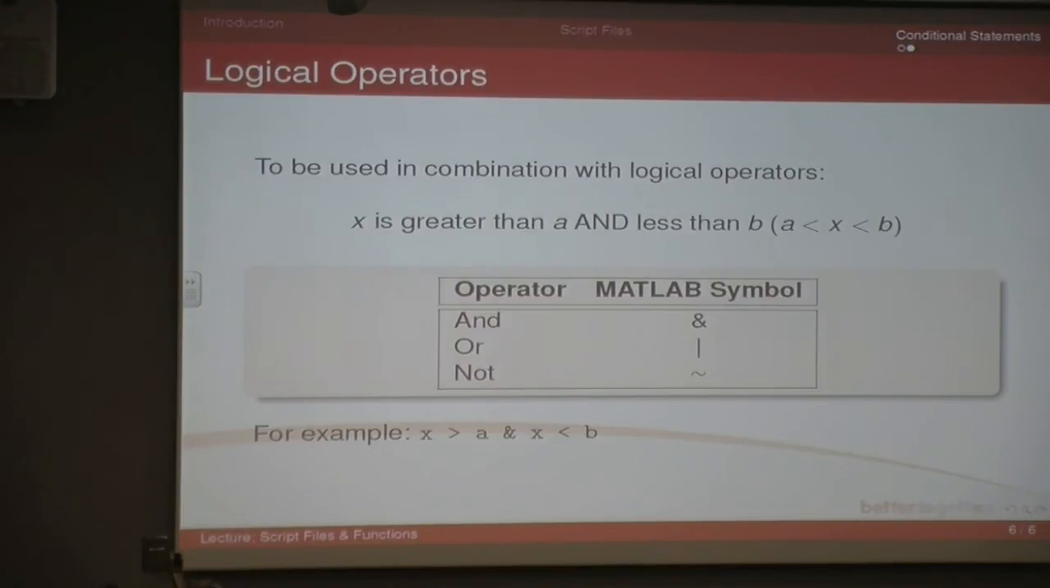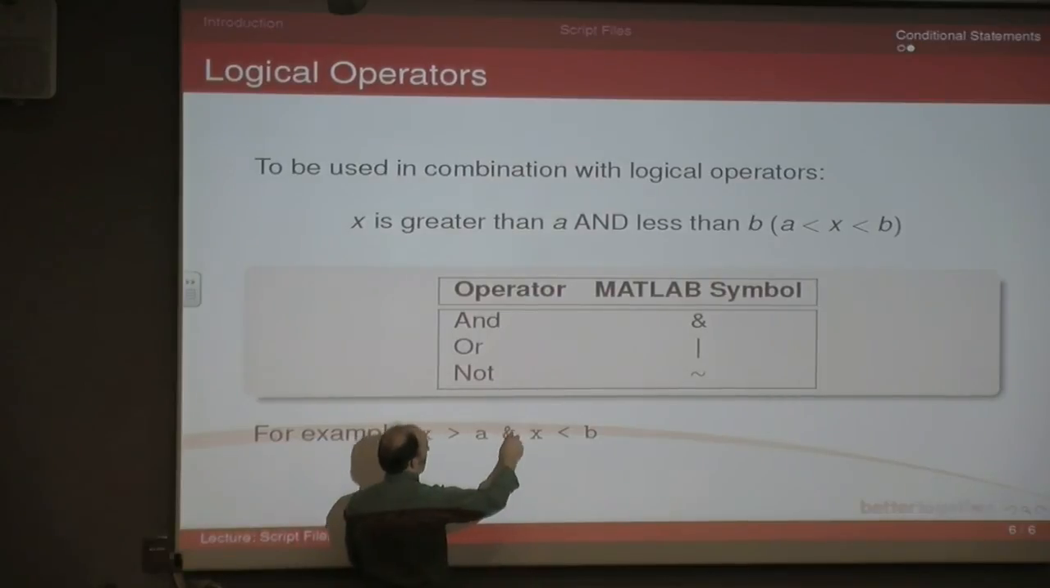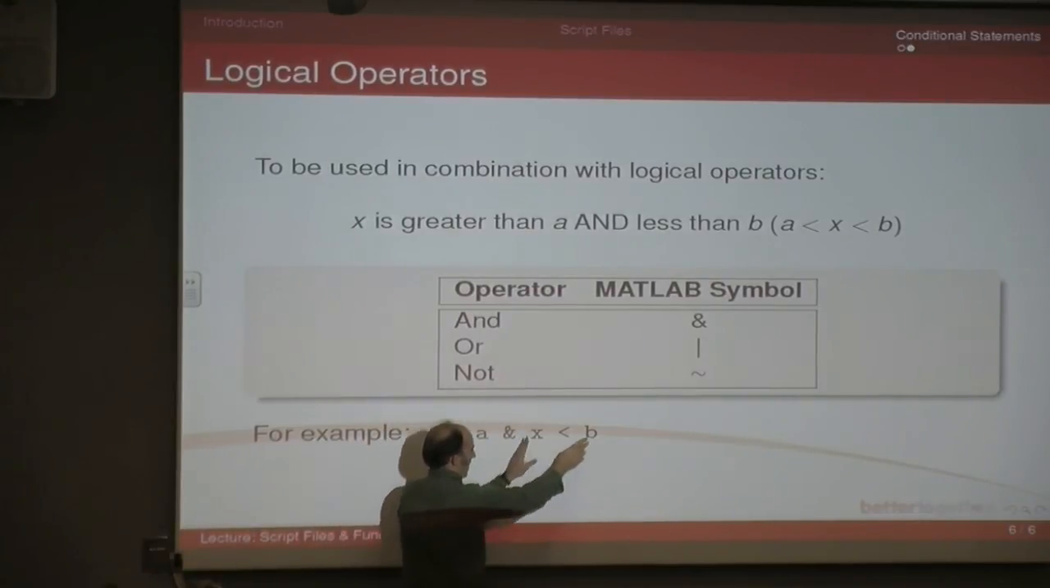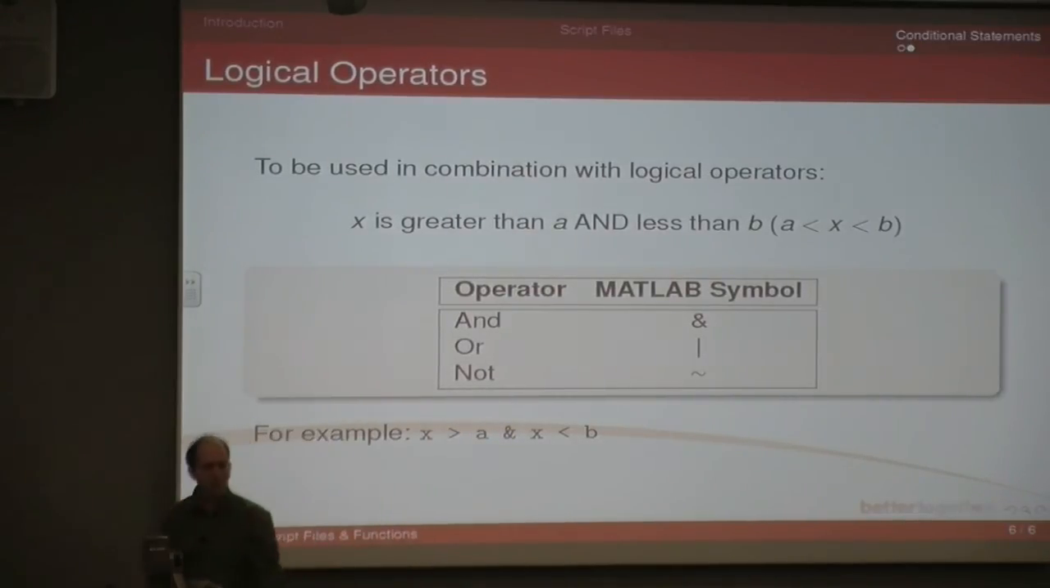So for example, let's say I wanted x to be greater than A and less than B, so I want x to be between A and B. Then you write x is greater than A, and x is less than B. You don't write it the way you write it mathematically, A is less than x, which is less than B. You have one condition, a logical operator, here I'm using and, and then some other condition.